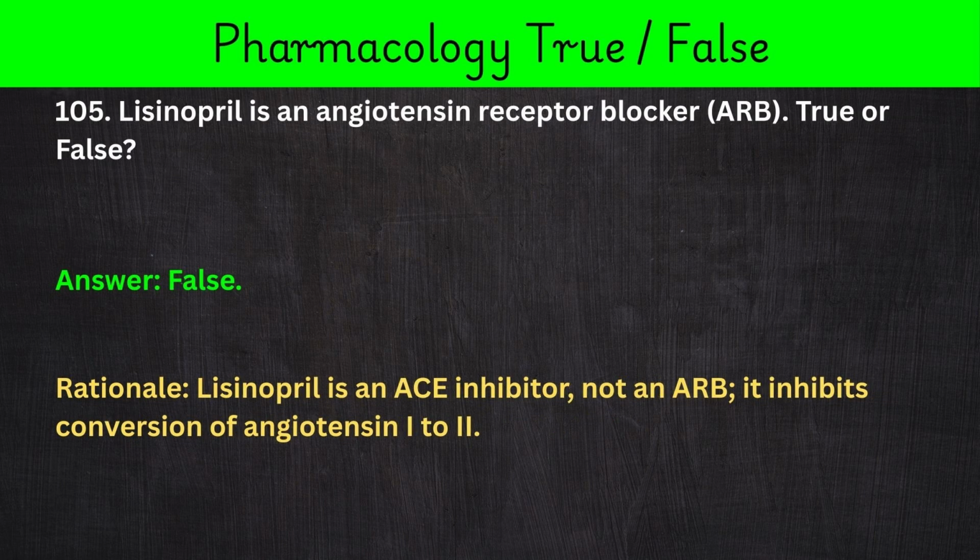105. Lisinopril is an angiotensin receptor blocker, ARB. True or false? Answer: false. Rationale: lisinopril is an ACE inhibitor, not an ARB. It inhibits conversion of angiotensin I to II.